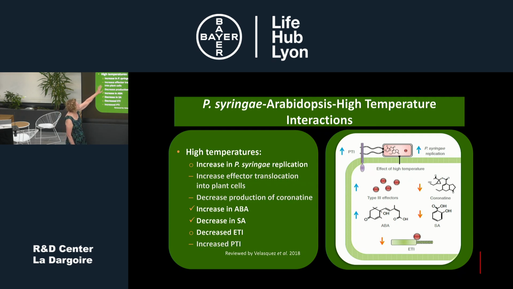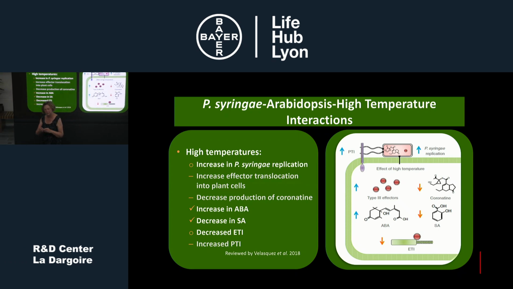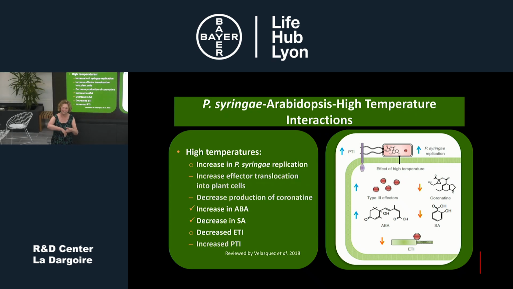At high temperatures, they see an increase in Pseudomonas syringae replication. We saw that to a certain extent, but it was clearly not the mediating factor for bacterial blight. We don't know yet if we have an increase in the effector translocation, the movement of the AVRXA7 gene from the bacteria into the plant. They've shown that for Pseudomonas syringae. And they see a decrease in the production of a toxin called coronatine, which for that bacteria is an important virulence factor. In fact, it makes the stomata open so the bacteria can get in. So for them, that's an important factor. For us, it's not an important factor.